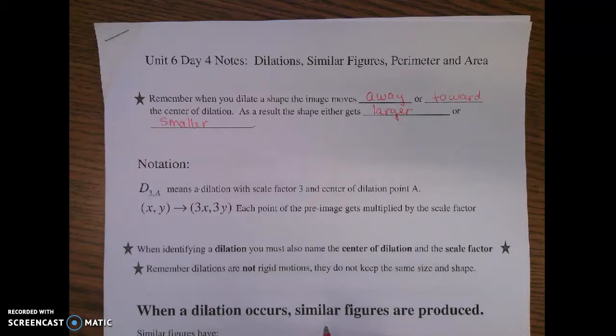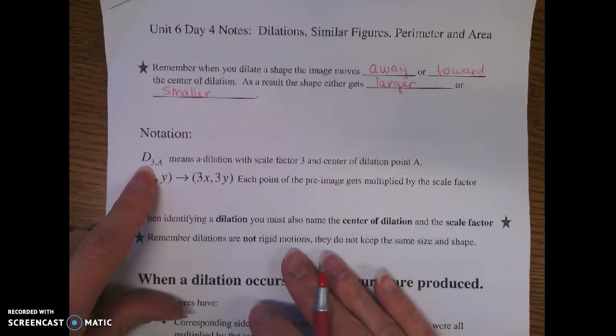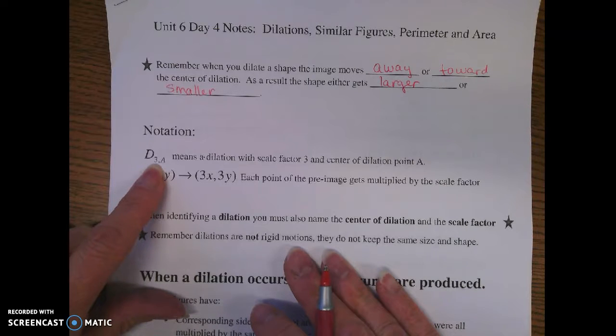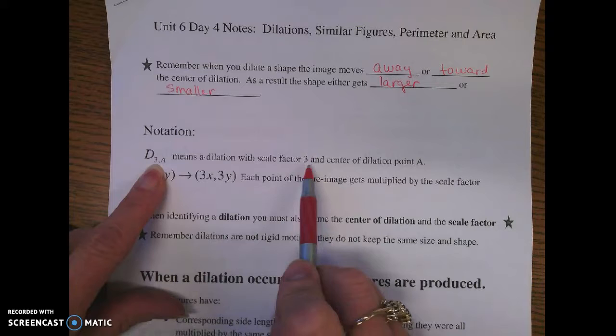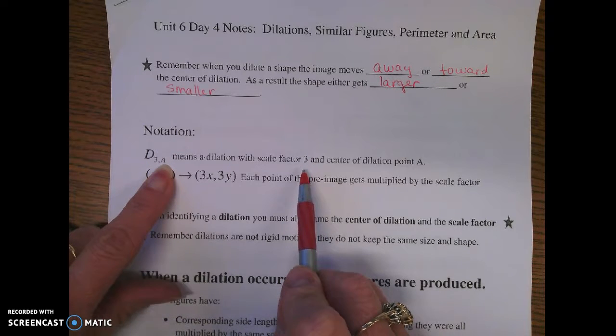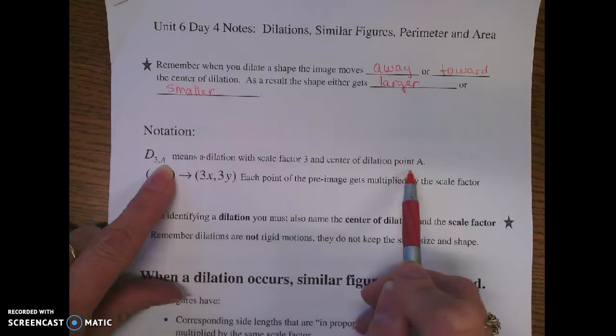So there is certain notation for dilations that we haven't used yet. So capital D stands for dilation. The first subscript is your scale factor, so there's a scale factor of 3, and the second subscript is the center of dilation, so it's point A.